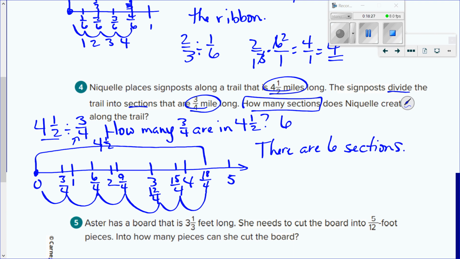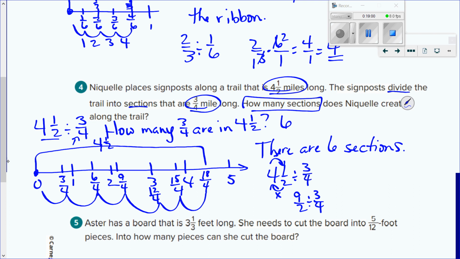Mathematically, how do we do this? 4 1/2 divided by 3/4. First off, if I have mixed numbers, I need an extra step in here, don't I? So on my side, I taught you as slam dunk, right? I need to turn the mixed number into an improper fraction. So we multiply, then add. 2 times 4 is 8, plus 1 is 9. So I rewrite it, 9/2 divided by 3/4.